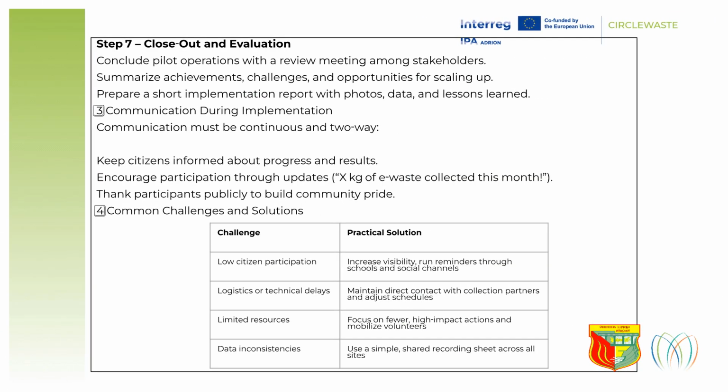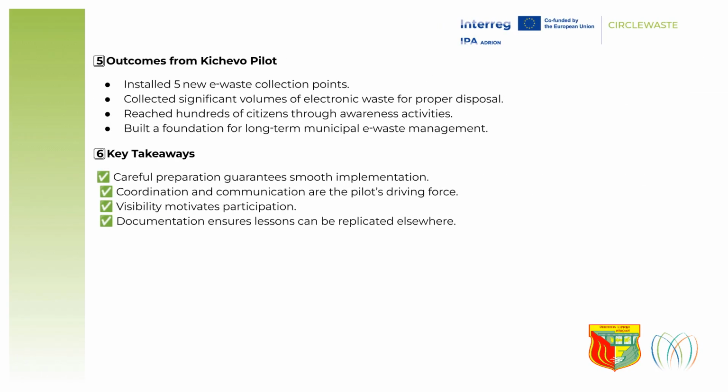Run the pilot according to the planned timeline, regularly collect e-waste and record quantities, and maintain communication among partners to quickly solve problems and identify necessary adjustments. Recommended frequency includes weekly data checks and monthly coordination meetings. Step 6 is ongoing monitoring. Measure progress using indicators like the number of collection points used, quantity of e-waste collected, participation levels, and citizen feedback. Document both quantitative results and qualitative observations, such as stories and testimonials.